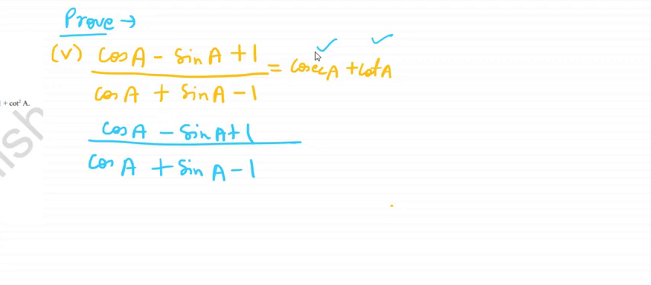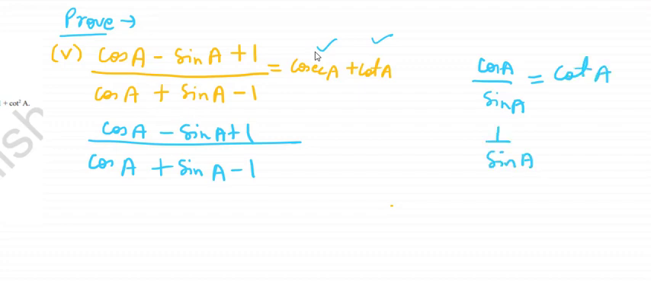You know that cos by sine is cot, and 1 by sine is cosec. This you know. So we will try to convert the left hand side into cot and cosec, because on the right side we need cosec and cot only. So we'll do that. I am dividing the numerator by sine.